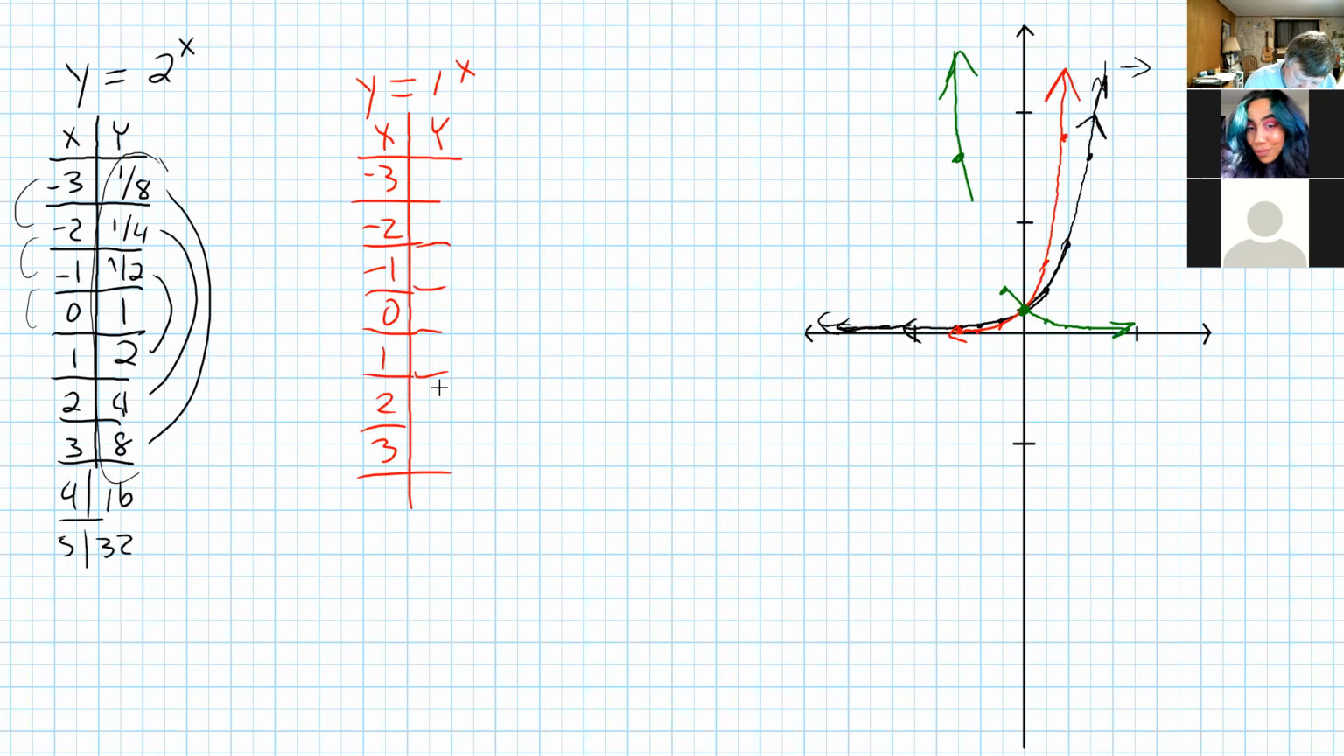Well, let's see. If x is -3, 1 to the -3 power is 1 over 1 to the positive 3 power, which is 1 over 1, which is what? If x is -2, 1 to the -2 power is 1 over 1 to the 2 power, which is 1 over 1, which is 1. If x is -1, 1 to the -1 is 1 over 1 to the 1, which is 1 over 1, which is 1. If x is 0, 1 to the 0 power is 1, 1 to the 1 is 1, 1 squared is 1, and 1 cubed is 1.